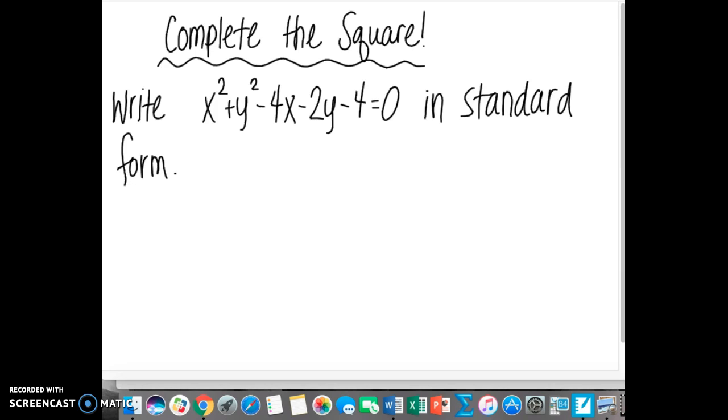So our first step when completing the square is to get all of our x terms together and all of our y terms together. So I'm going to start out by bringing my x squared minus 4x, and I'm going to leave a little space, plus y squared minus 2y, leave a little space, and then set this equal to... I need to bring my negative 4 to the right-hand side. So when I bring my negative 4, I have to add 4 to both sides. So on the right-hand side, I'm left with a 4.